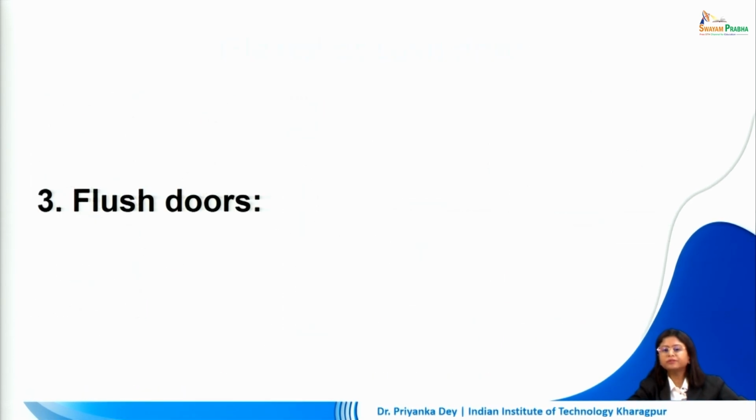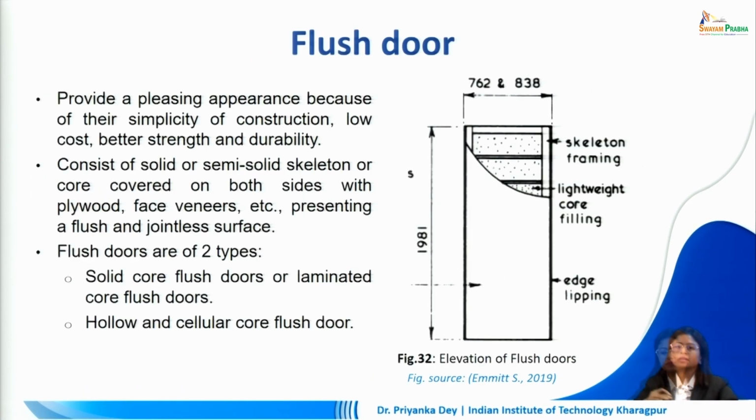The next type of door is called the flush door. This is used for a pleasing appearance. It has a very simple construction, low cost, but better strength and durability. Essentially, it has a solid or semi-solid skeleton or core covered on both sides with plywood, face veneers, etc. So you are getting a flush or jointless surface. Unlike panel doors, we get a flush or plain surface on this door, which is what gives this type its name, the flush door.